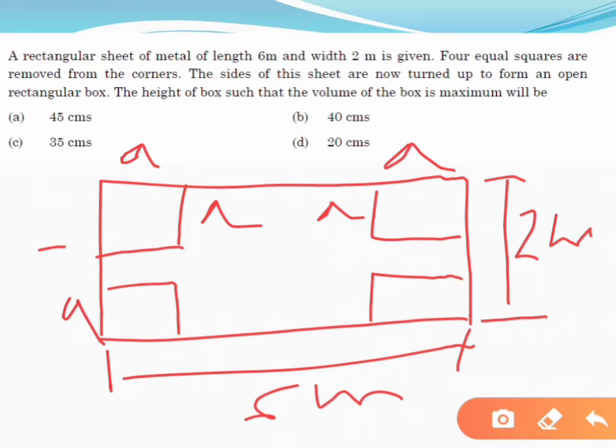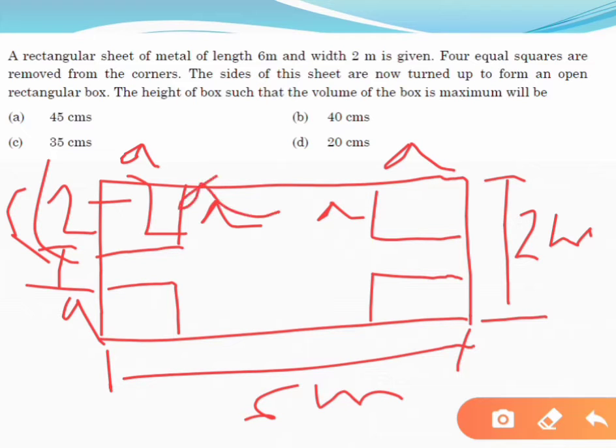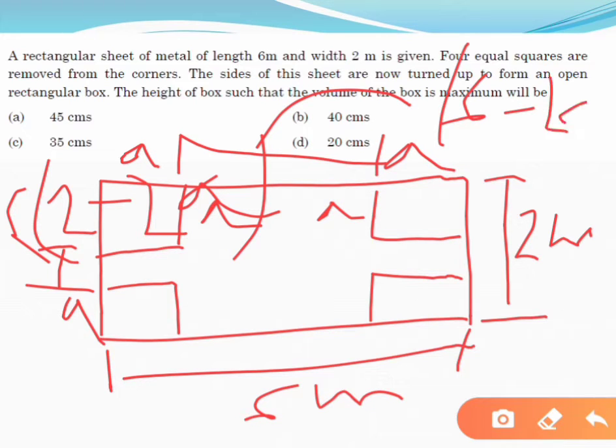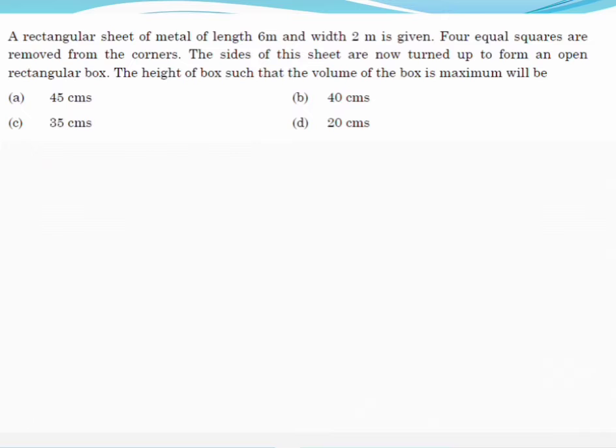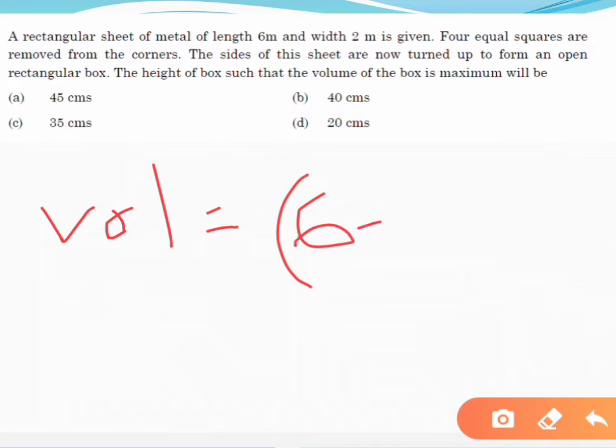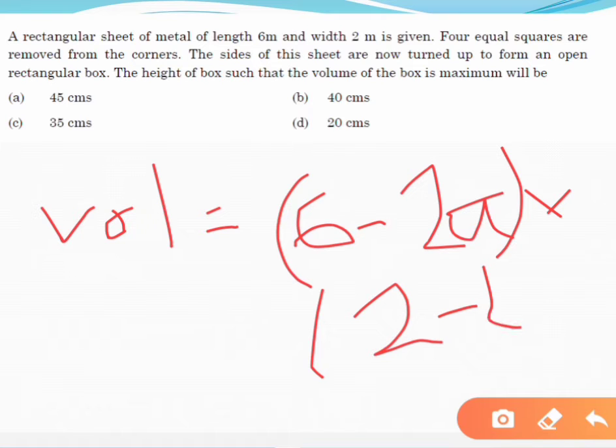So we need to calculate this length. This length will be 2 minus 2A, and this other length will be 6 minus 2A. Now we need to calculate the volume. The volume will be the vacant space: 6 minus 2A into 2 minus 2A into A.